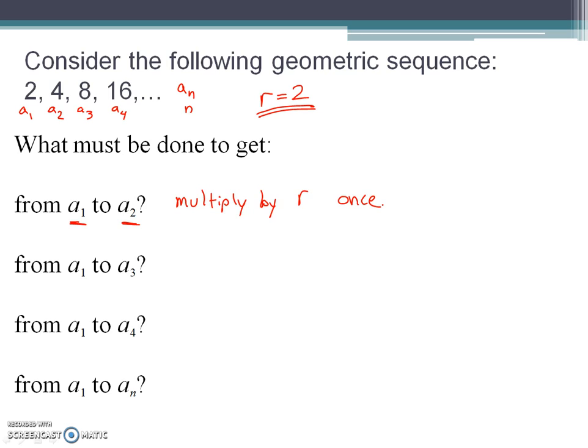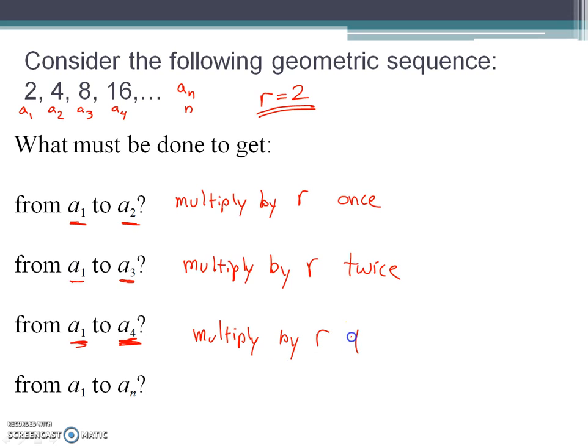And to get from the first term to the third term, we're multiplying by r, what, twice, right? And to get from the first term to the fourth term, we're doing the same thing. We're multiplying by r, what, 3 times. Or thrice. Yes, that's a real word. I promise you, maybe it's a little archaic.